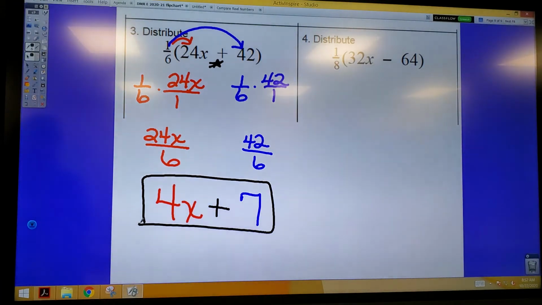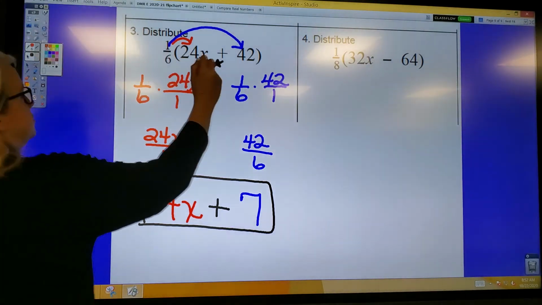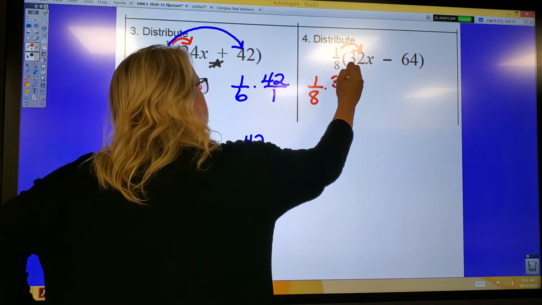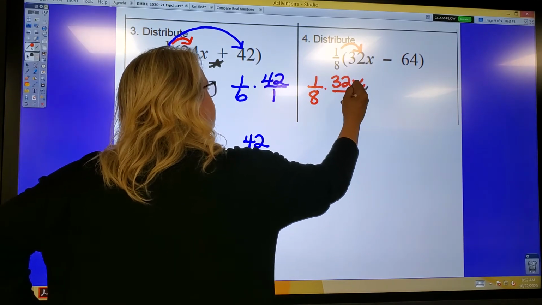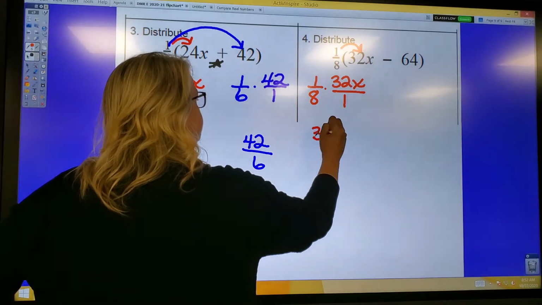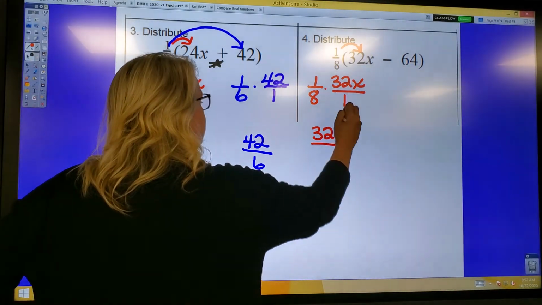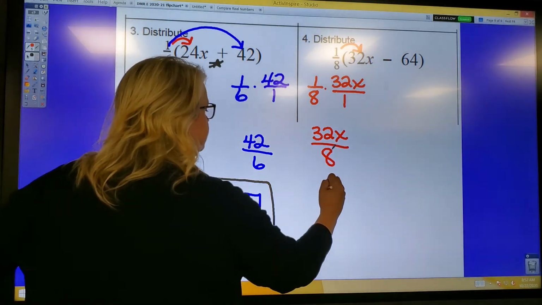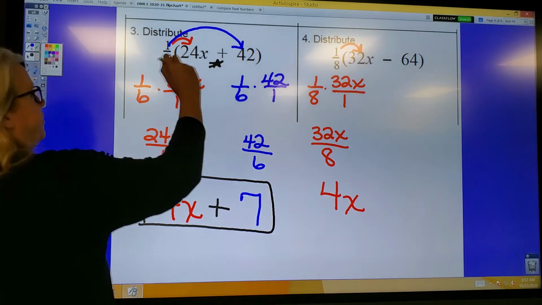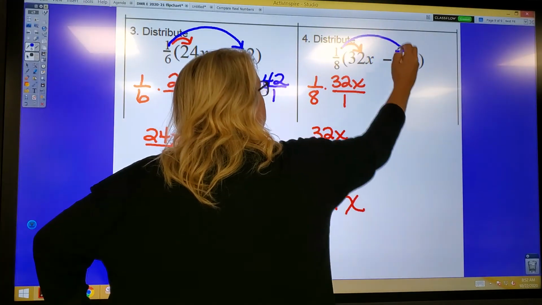All right, on to our last problem for this DMR. We're distributing 1/8. So I'm first going to do 1/8 times 32x. I'm going to put my 32x over 1. Multiply straight across. 32x over 8. 8 goes into 32 4 times. So we have 4x. And don't forget to distribute to your other number.